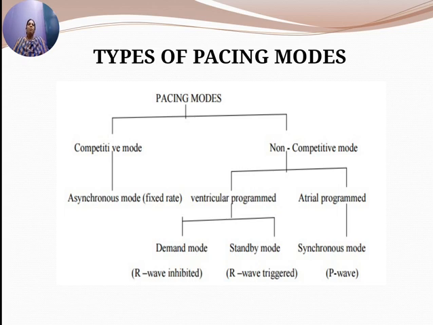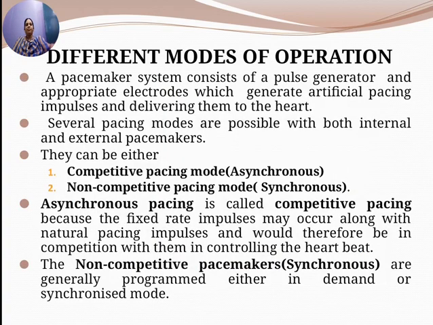So non-competitive or synchronous mode is of two types, ventricular programmed and atrial programmed. Atrial programmed is synchronous mode, with P wave type. Ventricular programmed has demand mode and standby mode. In the demand mode, it is R wave inhibited, and in standby mode it is R wave triggered. So these are the different modes of operation.